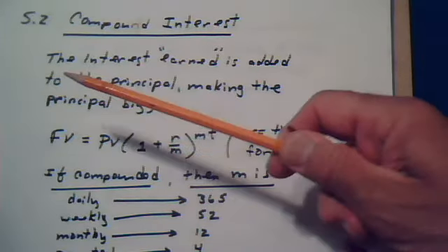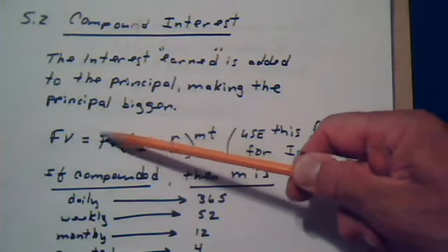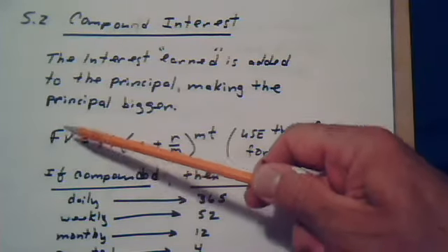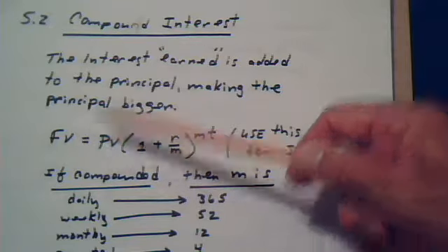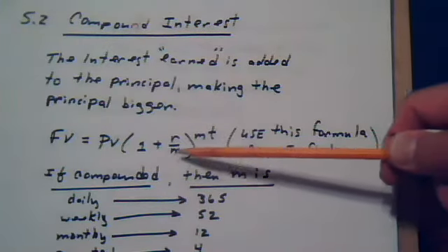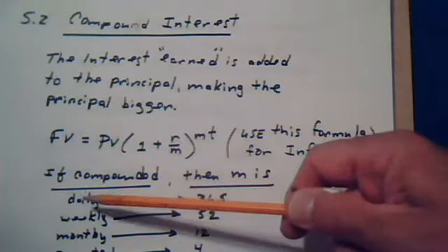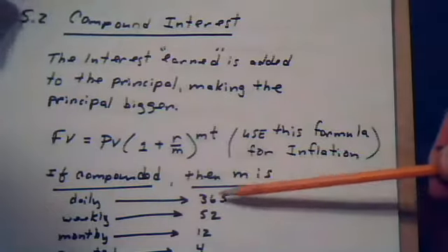This is the present value. This is the future value. So PV would be the investment or loan. Future value would be the future value of the investment or loan. R is the rate. T is the time in years. And we have a new kid in town here, M. So if compounded daily, the M is 365.